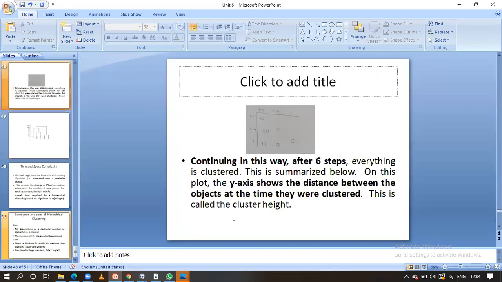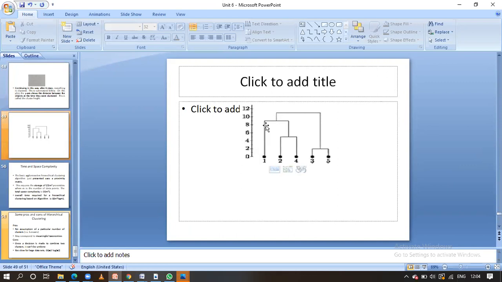If you observe the previous step, 9 is the value from 2 4 and 1, and that we have represented here also. At distance 9 we have combined that. For 3 and 5, the value is 11, and we have combined them. Coming to 2 and 4, the value we have got is 5, at which they are combined. This is the overall dendrogram representation for agglomerative hierarchical clustering, guys.